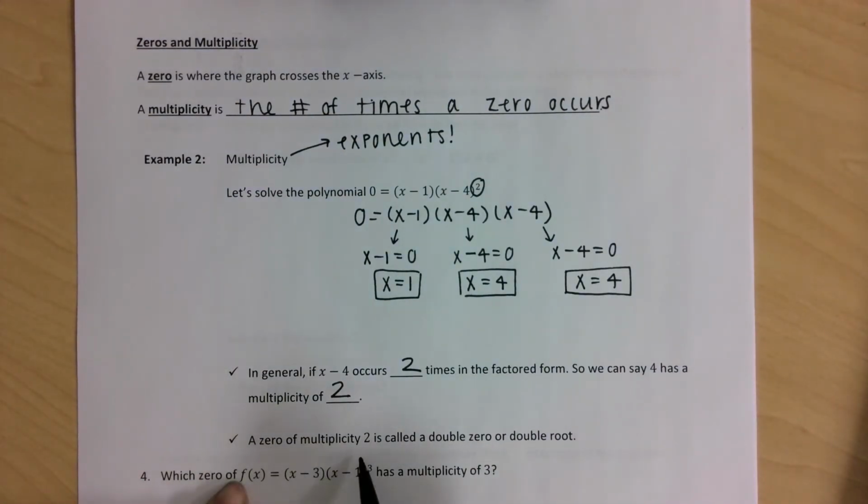Okay, a 0 with a multiplicity of 2 is sometimes called a double 0 or a double root. It just has a special name with that multiplicity of 2.